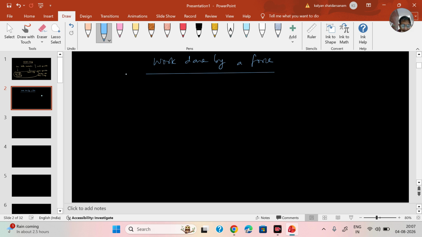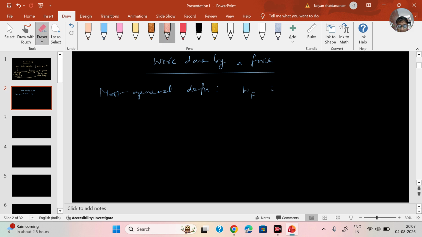So work done by a force. Let's define it. Most general definition. The most general definition is that work done by a force is defined as integral F dot ds. So you see this definition, integral F dot ds. This is how we define it, using the most general definition. I am first introducing you to the most general definition, then we will go to the specifics of this. We should never forget the most general definition. That is most important.